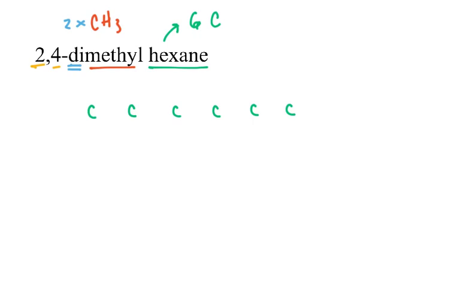I'm going to start counting, 9 times out of 10, my carbons from the left to the right. So this will be carbon 1, and this will be carbon 6. My methyl groups exist on carbon 2, so here's carbon 2, I'm going to put my methyl group. And carbon 4, here's another methyl group. So that's all set, right? 2 methyl groups on 2 and 4.